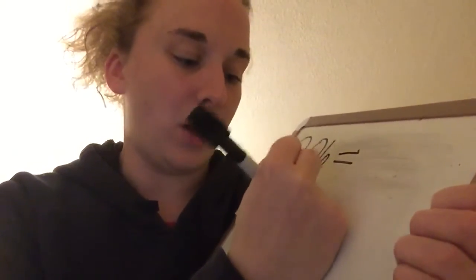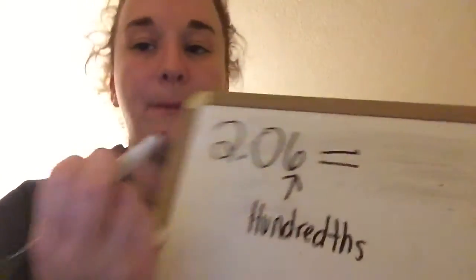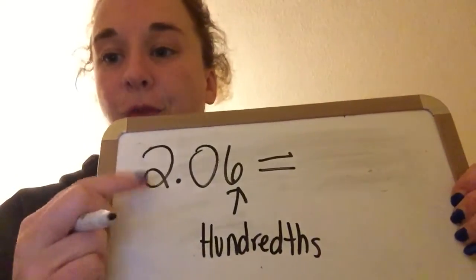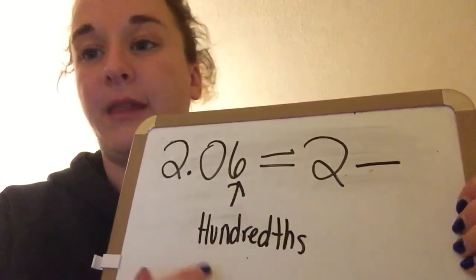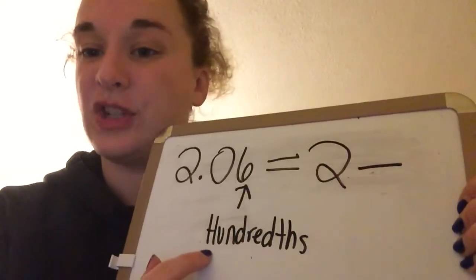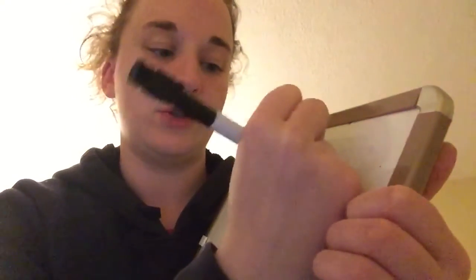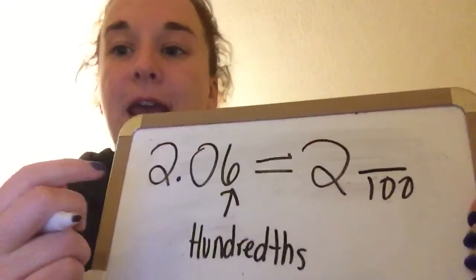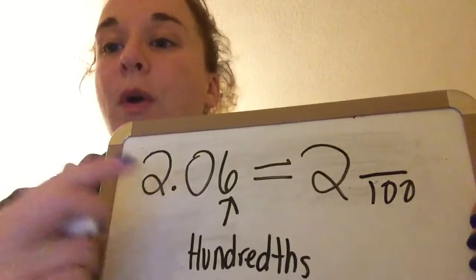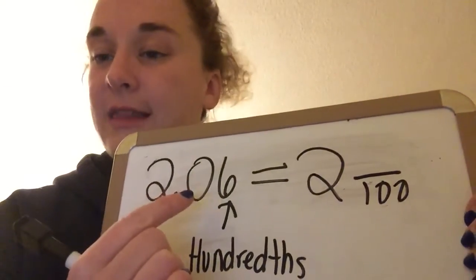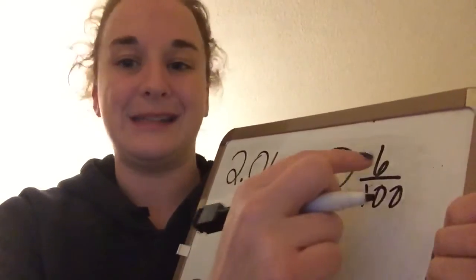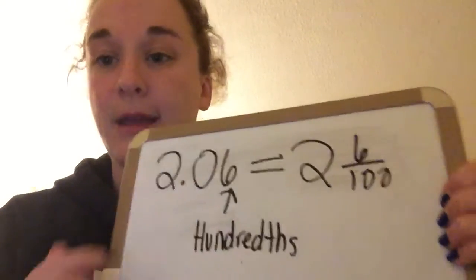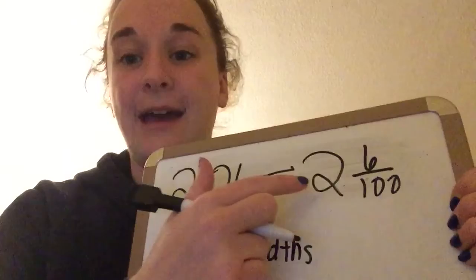Okay? So I'm going to write my whole number, which is before my decimal. In this case, it's 2. My denominator is going to be the last place value I saw, which is the hundredths, so 100. And then my numerator is going to be 6 because there's nothing in the tenths place, so it's just going to be 6. So 2 and 6 hundredths, okay? Don't get tricked and write 6 tenths.